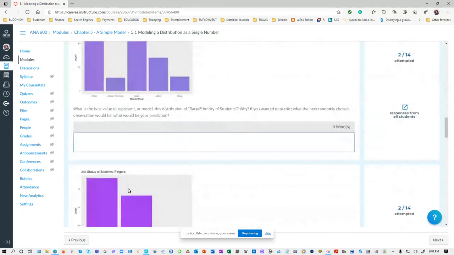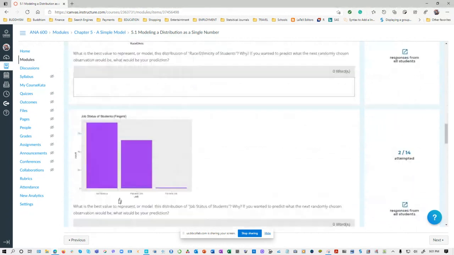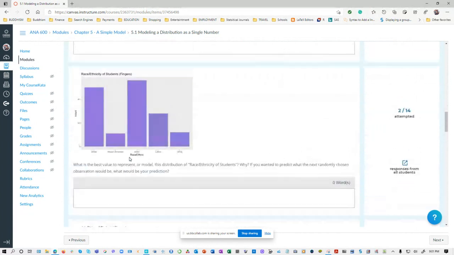But when it comes to categorical data, like race, ethnicity, the job status, we use bar graphs. Look at the bar graph. The only thing you can see is that the bars are not attached to each other. There is a gap. If you want to predict something for the next randomly chosen observation, let's say a student, what would that student's race or ethnicity be?